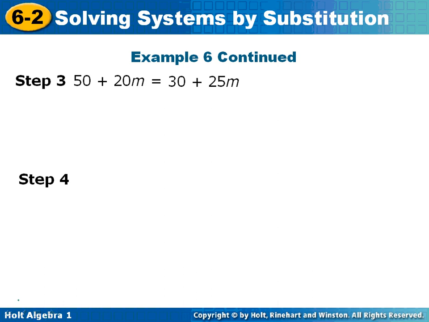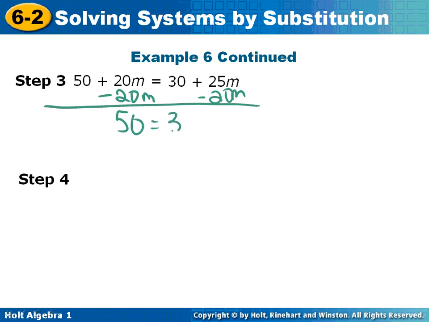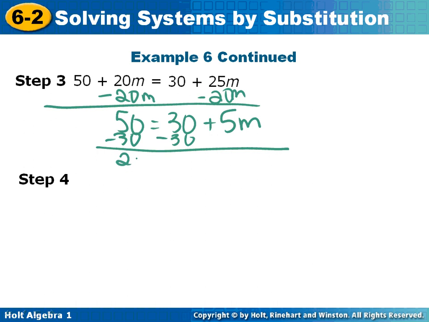Here's my equation. I'm going to do letters to the left. I think I'm going to do my letters to the right so that I have a positive number of months. That gives me 50 equals 30 plus 5M. Subtracting 30, I get 20 equals 5M. Divide by 5, and M is 4.